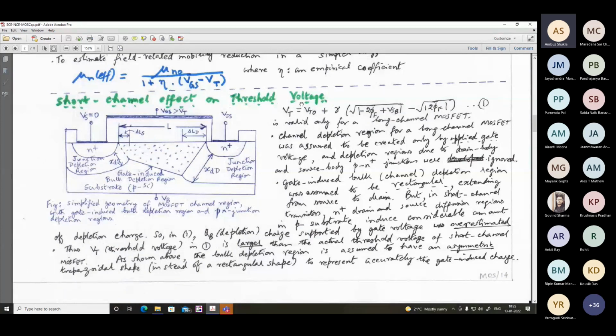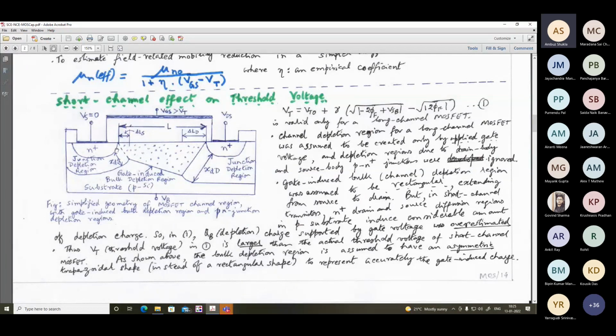In the expression of one, I have not written the detailed expression for QB that we discussed, I think, two classes back. So in the expression for one, QB, or the depletion charge supported by the gate voltage, was overestimated. Why do we say we have overestimated this? Because this entire depletion charge is not due to the VGS. Part of this is due to the source-substrate junction depletion, and another part of this QB is due to the drain junction depletion. So the actual QB that will have its effect on VT is not solely due to VGS, but part of this is due to the gate induced bulk depletion region, and part of this is due to the junction depletion regions. So this we have to subtract from the QB.